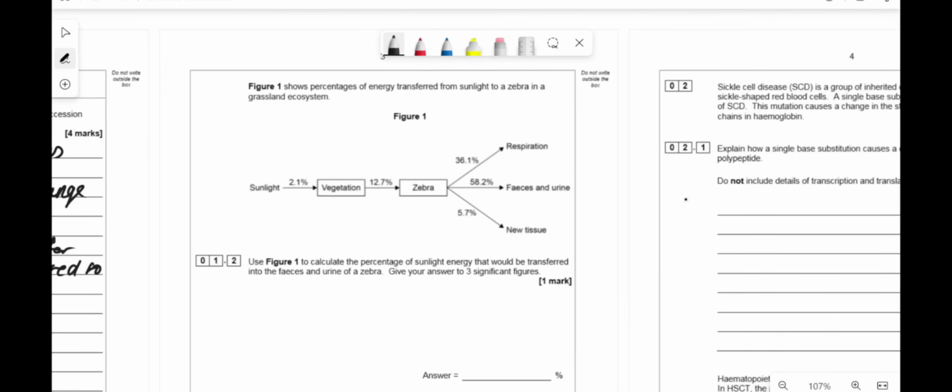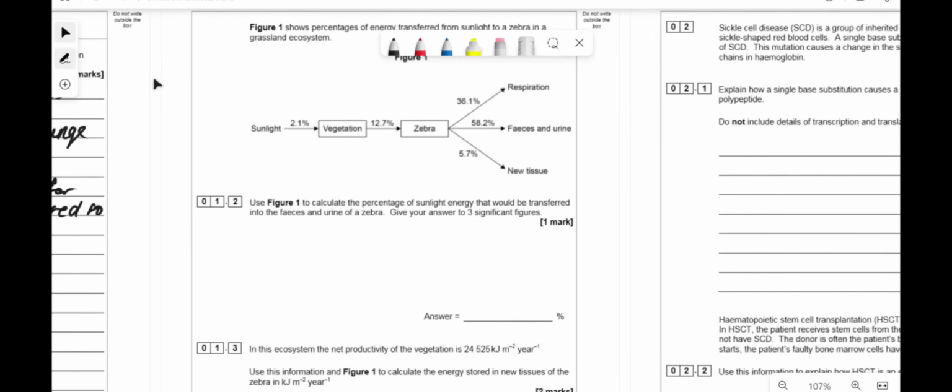So what this question's testing you on is your ability to use percentages. When you have a percent of a percent, you always times it by the percent in decimals. For example, the sunlight is 100%, that's the original source we're taking it from. So 2.1% of 100% is going to be that times 0.021, which gives you 2.1%.